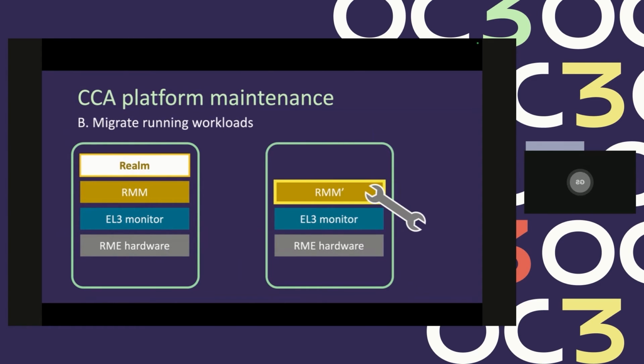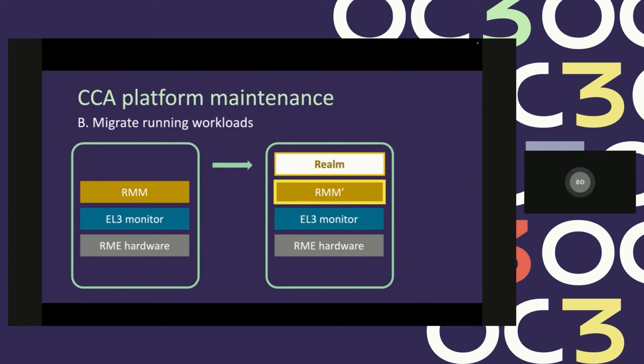So the first of those is to migrate the workload onto a different server. So in this example, the server on the right already has the new firmware image, the new firmware update installed. And so the workload can be migrated from the machine on the left across to a comparable machine on the right. And that allows the first machine then to be serviced.